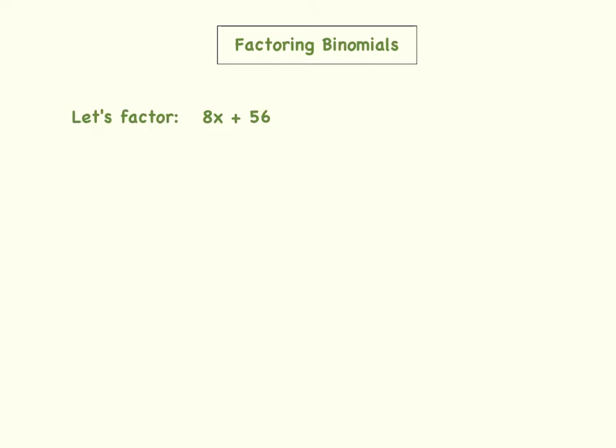Now the first thing you want to do is find the greatest common factor of 8 and 56. In order to know our greatest common factor, we first have to know the factors of each number. So first let's go with 8. What are my factors of 8? Well, I know that 1 times 8 is equal to 8, and I know that 2 times 4 is equal to 8. Okay, so those are my factors of 8.